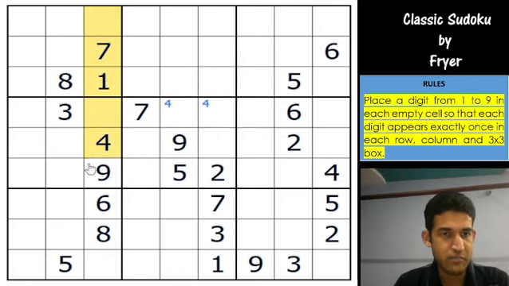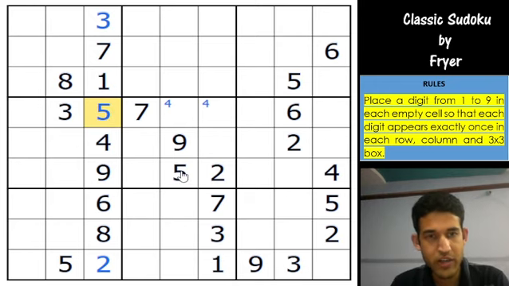So let us start by looking at this column: 4, 6, 8, 9, 1 and 7. Remaining digits are 2, 3, 5. 3 cannot be in this cell, 3 cannot be in this cell, so 3 goes here. Let me put the 3 there. So that's a 3, and which means these two cells must be 2, 5 for the column, which can be resolved immediately. So that is a 2 and that is a 5.